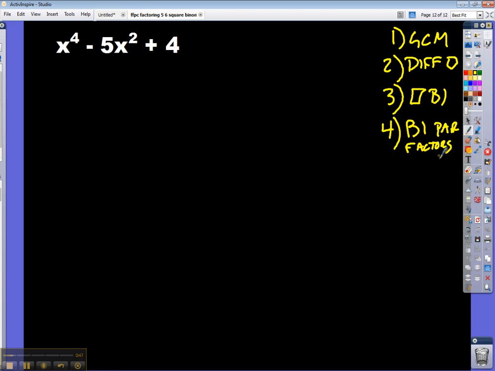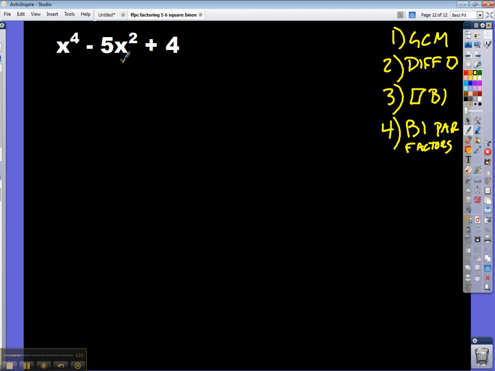So is there a greatest common monomial here? No. Is this a difference of squares? No, because it's a trinomial. Is this a square binomial? No, it isn't, because 2 times a times b does not work out in this case. So we need to find a pair of factors.